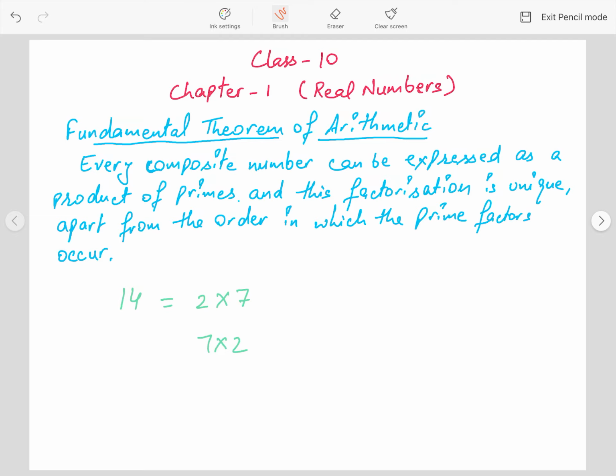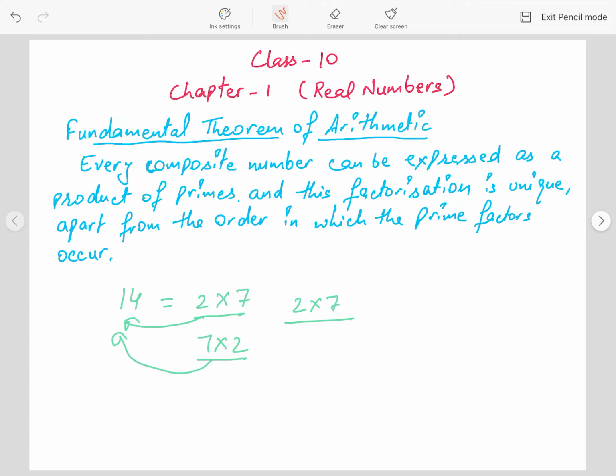Both are the same. When we multiply 2 into 7 we get 14, and when we multiply 7 into 2 we again get 14. When these primes are multiplied, they will always give us 14. This is unique. So, apart from the order, the product of the factors is unique. Generally we write the smaller number first, followed by the larger number, like 2 into 7.